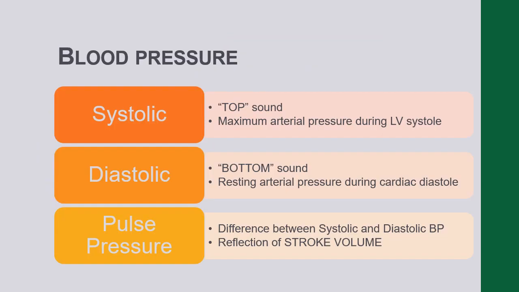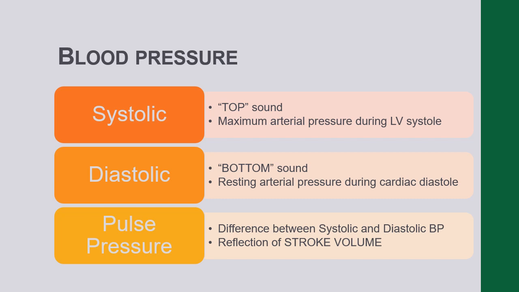So let's talk for a minute about blood pressure. The systolic blood pressure is the top sound that you hear, and that's an indication or reflection of the maximum pressure against the arterial wall during left ventricular systole. So remember, the left ventricle is really the workhorse of the heart. It's the strongest pump within the heart. So of all four chambers, the left ventricle pumps the hardest. So it creates the greatest force. And the systolic blood pressure is the peak force that's applied to the inside of the arterial wall during systole.